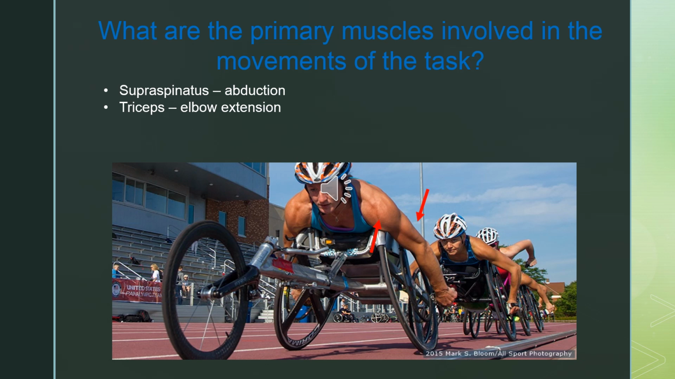Two more muscles that are primary movers involved in the movement of the task would be the supraspinatus and the triceps. You could not really see them in the other slide with the picture provided, which is why I provided another picture so that you can see the actual movement. The supraspinatus is responsible for abduction. Of course, the arm needs to be slightly abducted in order to place the hands on the ring of the tire, as you can see, and the triceps are involved in elbow extension.